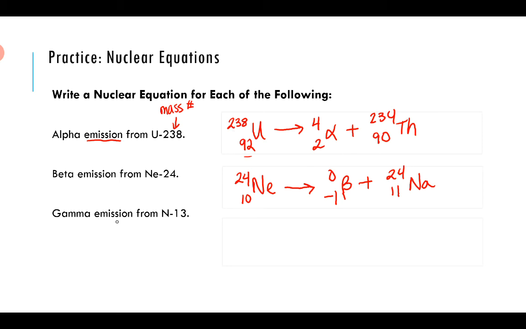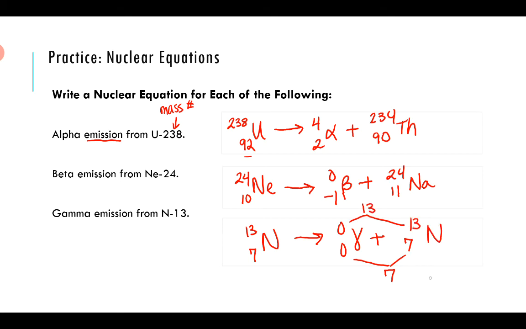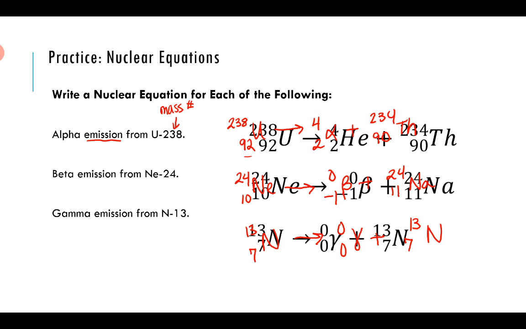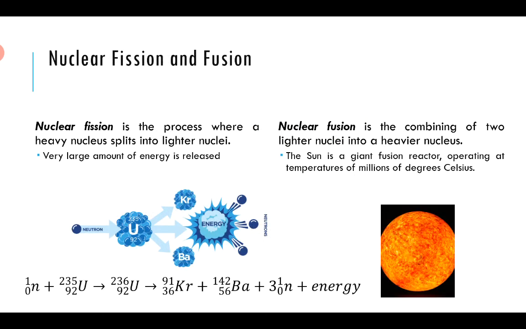Next up, we have gamma emission from nitrogen-13. Nitrogen has an atomic number of 7. It told us the mass number was 13. It's emitting gamma radiation. That has to add up to 7. These have to add up to 13. And so there is no change to anything because it's gamma radiation. All right.